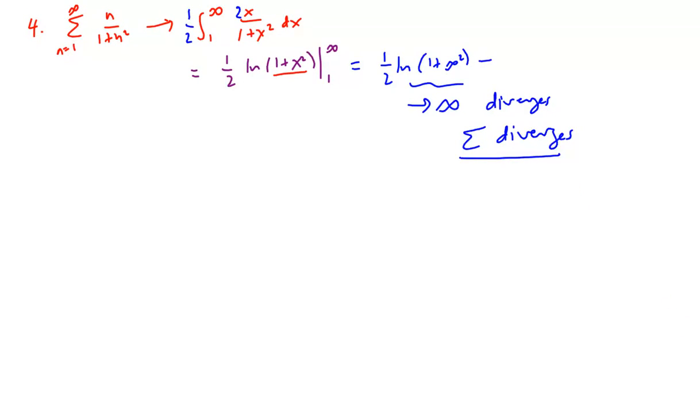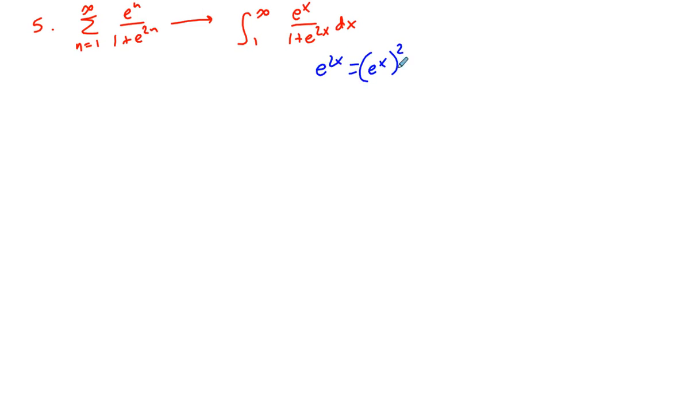One to go. Number 5. And number 5 was the sum n equals 1 to infinity of e to the n over 1 plus e to the 2n. So we're going to go ahead and try this with the integral test. Integral from 1 to infinity of e to the x over 1 plus e to the 2x dx. And if you look at this enough, and it may not have been obvious to start, we know that e to the 2x is also e to the x quantity squared.